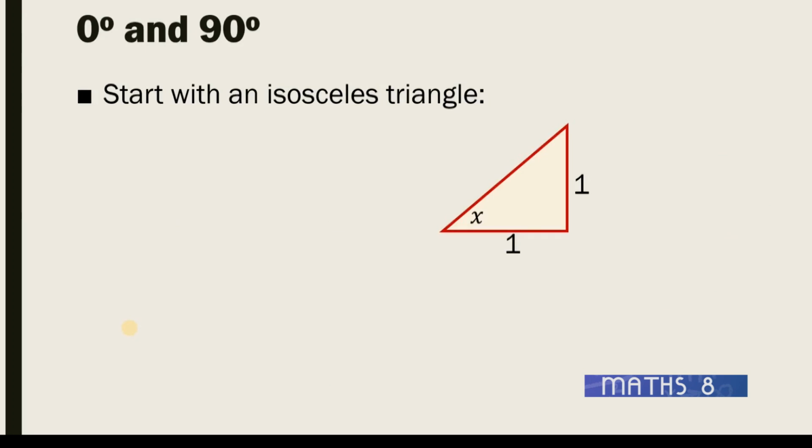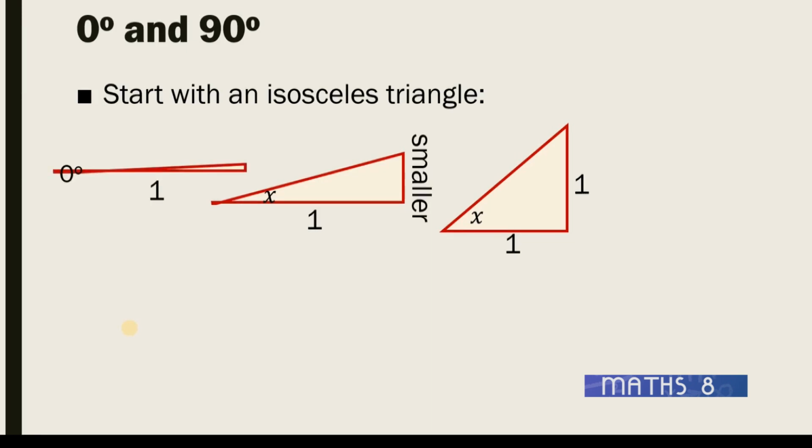We can also find sine, cos and tan for 0 and 90 degrees. Start with an isosceles triangle where both sides have length 1. Start by making the triangle shorter so that the height is smaller, and go all the way until the height is 0, and in this case the hypotenuse and the adjacent will both be 1. So sine of 0 is 0 over 1, which is 0. Cos of 0 is 1 over 1, which is 1. And tan of 0 is also 0.